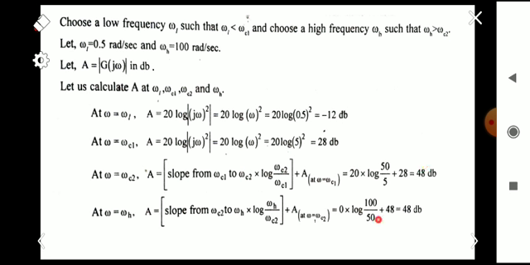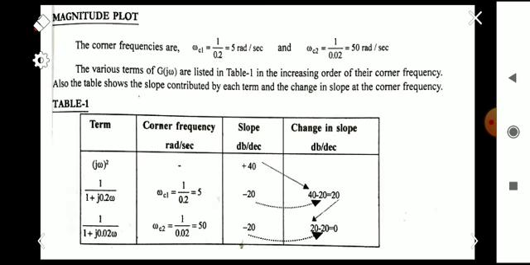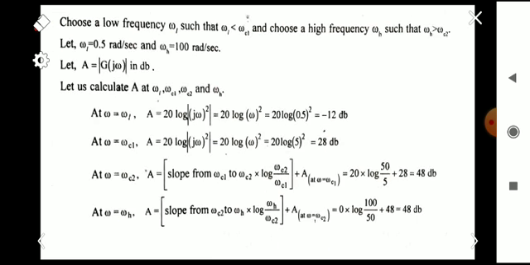For finding the gain at omega equal to omega h, the equation is slope from omega c2 to omega h into log omega h by omega c2 plus gain at omega equal to omega c2. The slope from omega c2 to omega h is 0, the second term in the change in slope column. That is 0 into log 100 by 50 plus 48, the gain at the previous frequency. So these are the 4 gains corresponding to 4 frequencies.